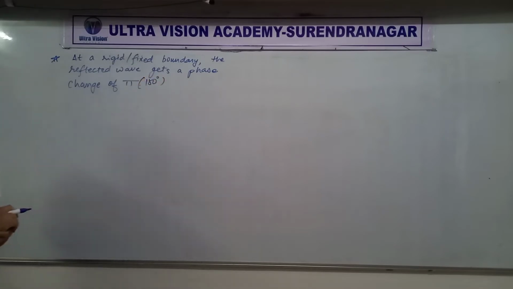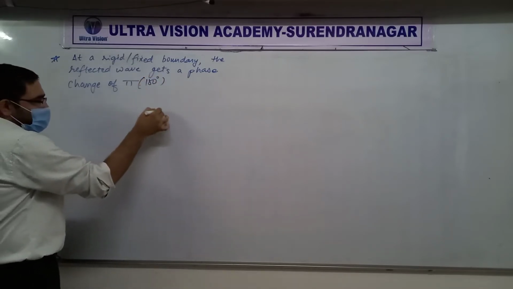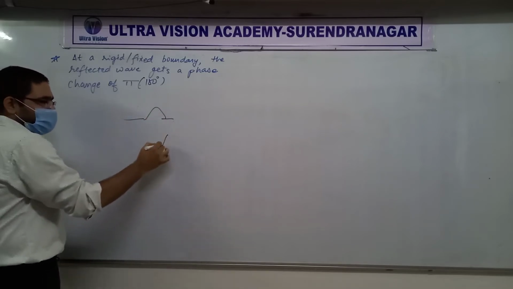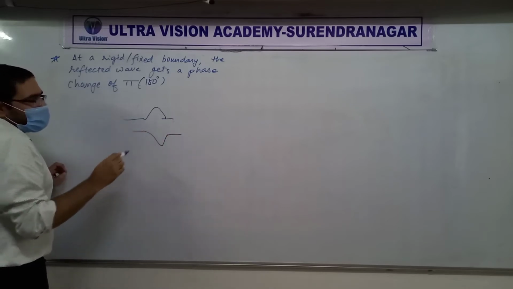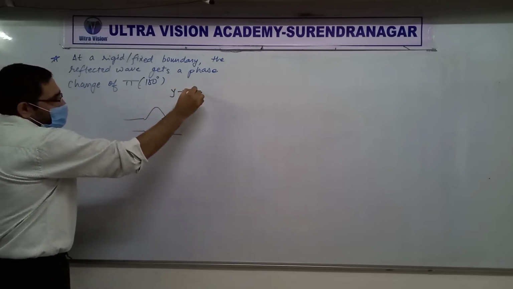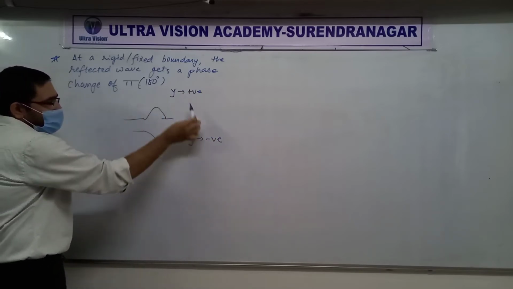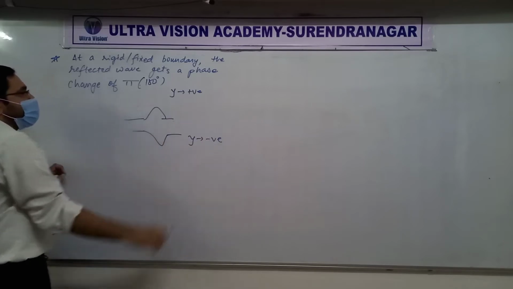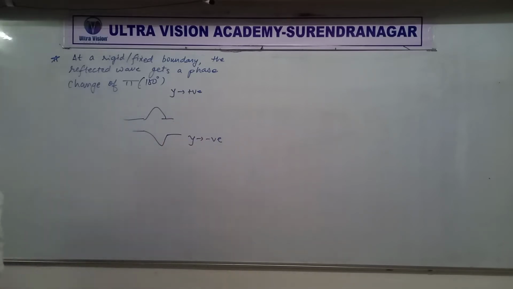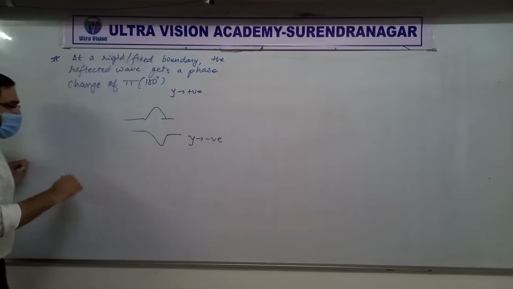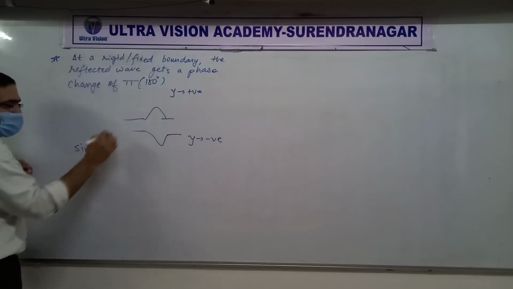What does this mean? See, it's that the pattern that was like this in the positive, after reflection it becomes inverted, right? So basically whatever y was positive before reflection, that y will become negative after reflection. Do you understand what I'm saying? Okay, and what this means is that mathematically the relation between such inversion would be very nicely explained by this kind of behavior.